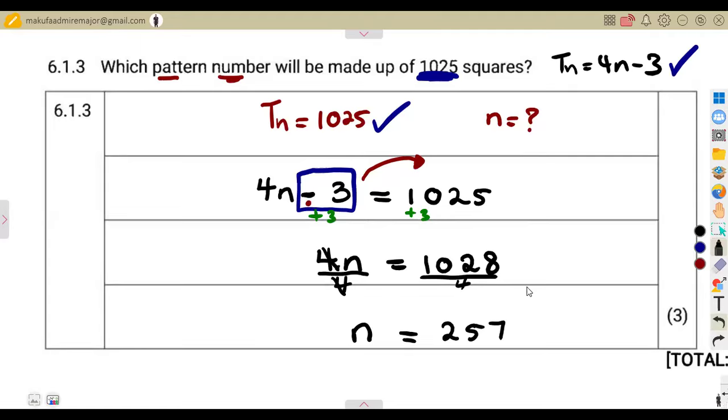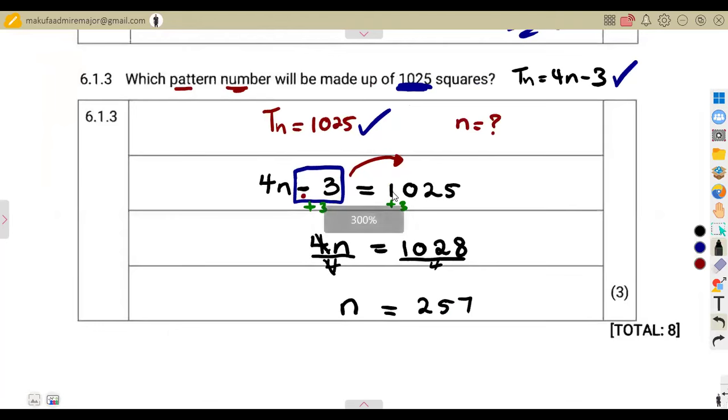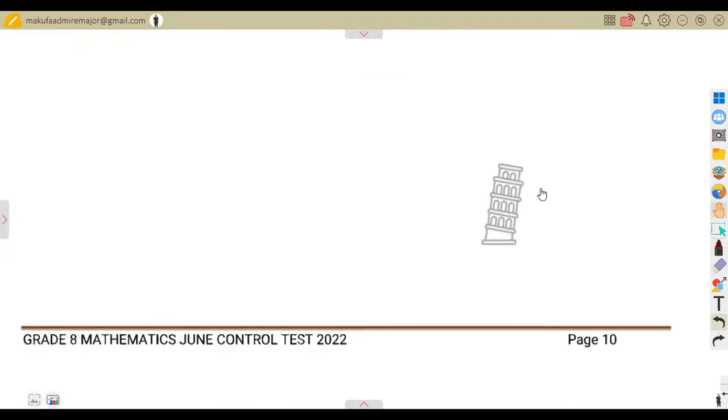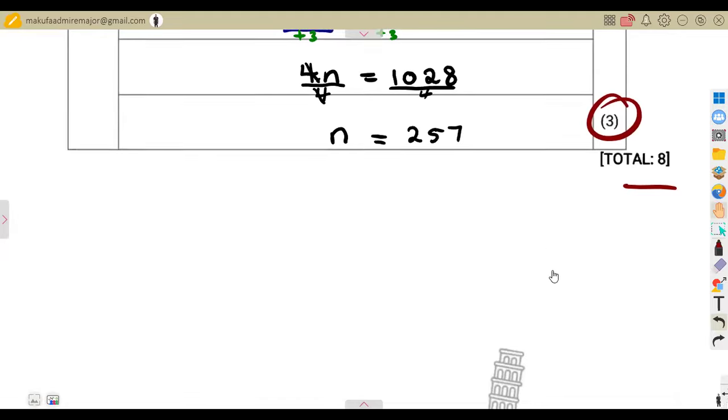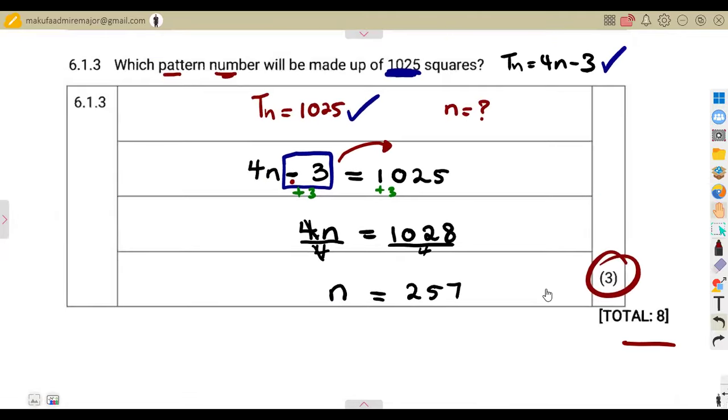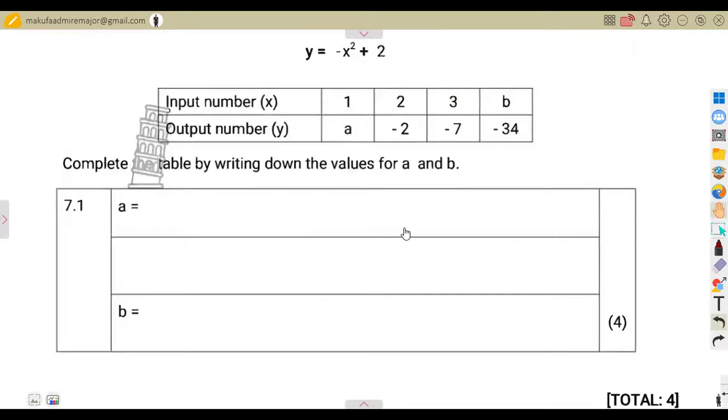That is, we are talking about the 257th number pattern that we have on our number pattern. So that was what we had, 3 marks, which is a total of 8 on this part of our question. So be careful how these questions might be given. This is how your questions might be given. You just have to be careful, attempt them properly.